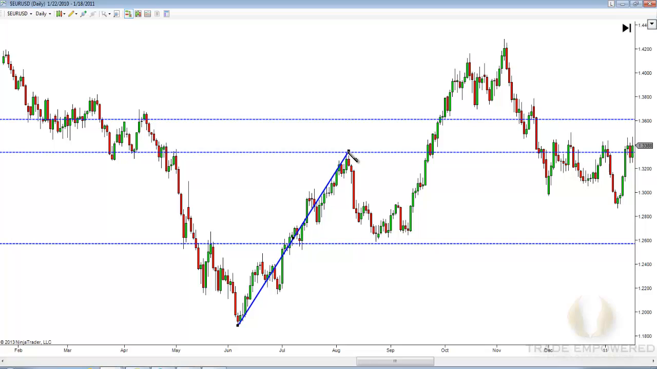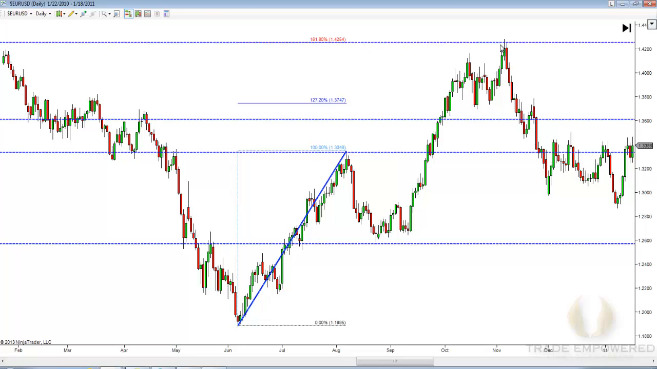Swing low to swing high. Bring in our Fibonacci extension tool, swing low to swing high. This one's going to come right into, boom, our 1618 extension.